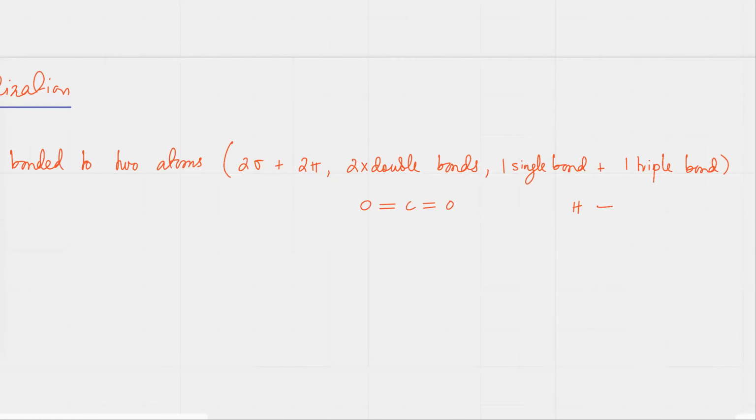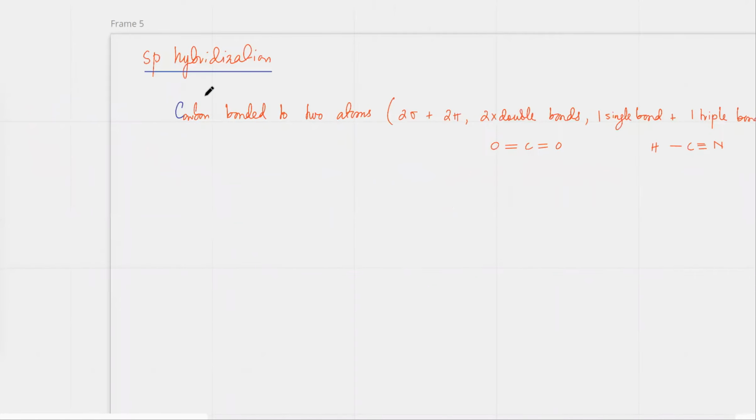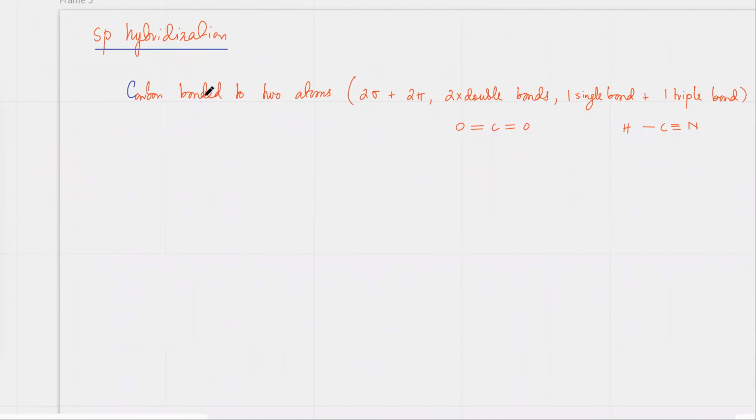Or it could be an HCN molecule. Now in an HCN molecule, carbon is only bonded to two atoms. So whenever carbon is just bonded to two atoms, that's sp hybridization. So what happens in it? Carbon is bonded to two atoms. Remember, carbon has four electrons. It's got an electron in the 2s, a 2px, a 2py, and it's got a 2pz as well.